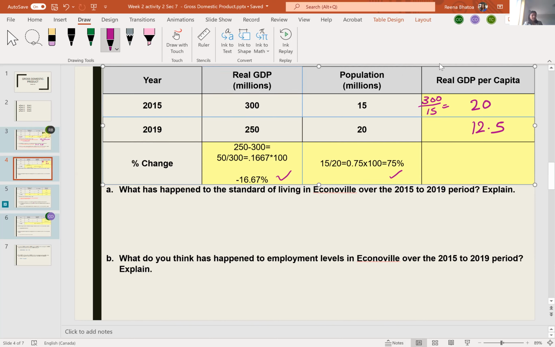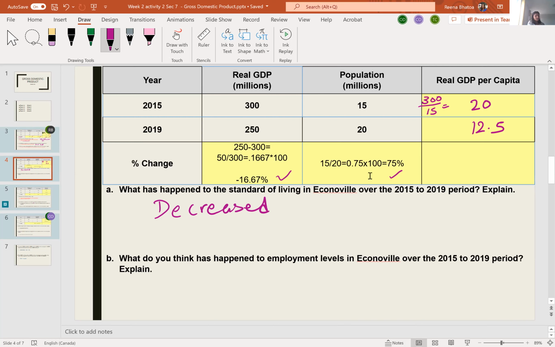Okay, so yeah, when you look at it, real GDP has decreased, population has increased, right? Real GDP per capita will definitely be more affected by this. Standard of living will go down and all that. What has happened to standard of living? I have answered that, decreased. And why it has decreased, you see, real GDP did not increase, but on the other side, population has increased. So real GDP per capita will decrease. So that will decrease the standard of living.